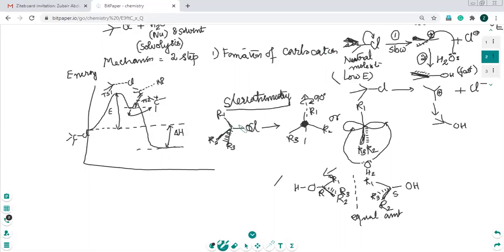Okay, so the chiral carbon is affected. See here, the bond between chiral carbon and chlorine is broken. It becomes flat. See, this is flat. When it becomes flat, it can be attacked from either side, and therefore you get a mixture of two different products. So that means the stereochemistry of SN1 reaction is racemization. Stereochemistry of SN1 reaction is racemization.